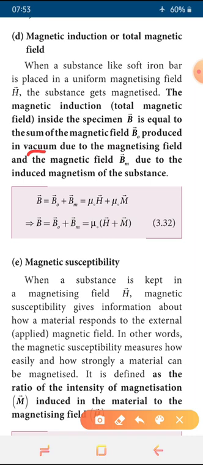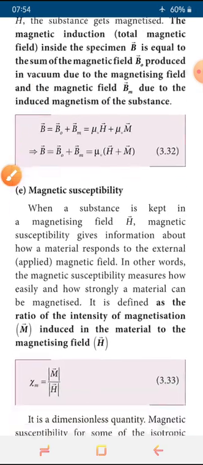Then we are expanding that: mu naught H vector plus mu naught M vector. This equation we already know for magnetic field B. We already discussed this, and from this we are taking out the common term, mu naught of H vector plus M vector. This is the formula for what? This is the formula for magnetic induction or total magnetic field. Okay, you understood? We are adding the two magnetic fields. One is due to the magnetizing field produced in vacuum. The next one is how much is induced in that material. So when we add these two, we get the magnetic induction, the total magnetic field.